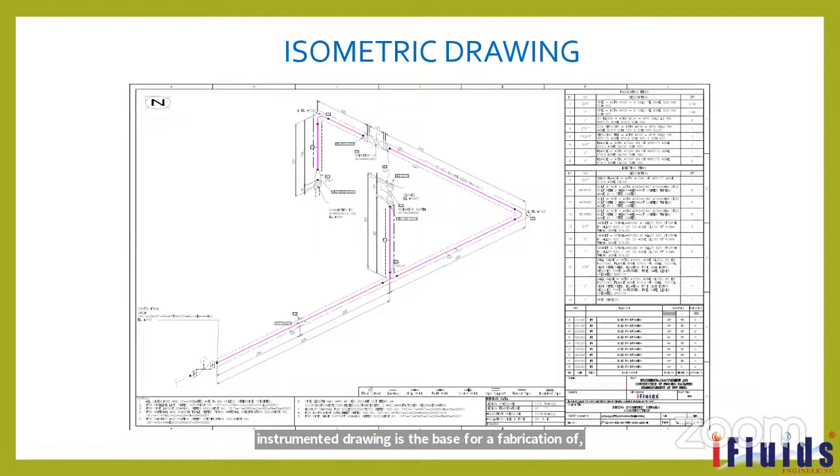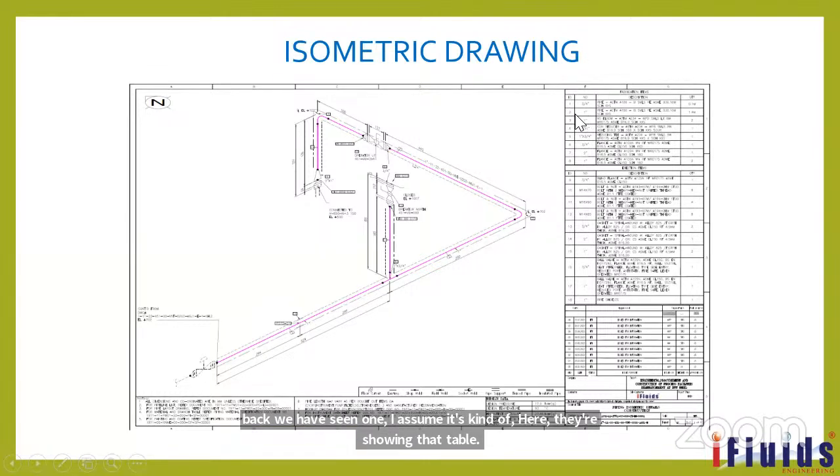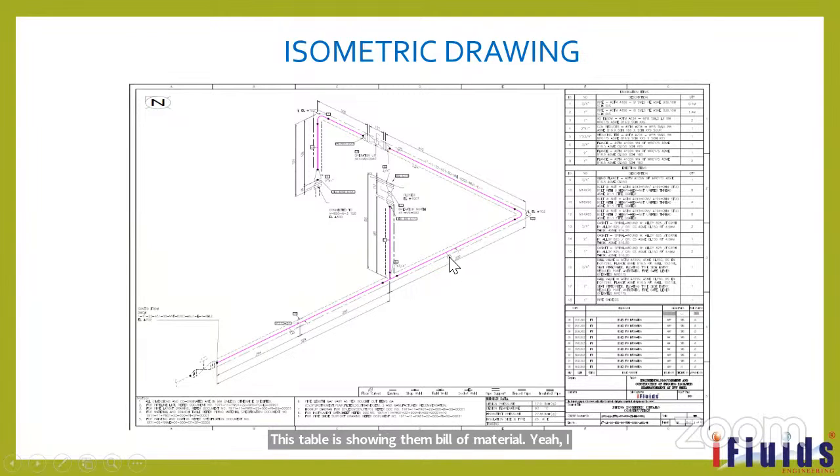So this slide is now showing the isometric drawing. Two days back, we saw one isometric drawing, the same kind of isometric drawing. Here on the right side corner, they are showing a table. This table is showing the bill of material. I already explained this one. So here they will mention number 2, which means we have to look at number 2. There they will mention the pipeline size, which specification, how many meters. Like that it will be available in the bill of material.